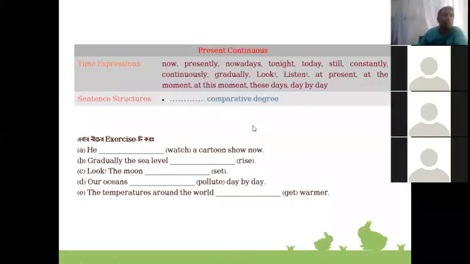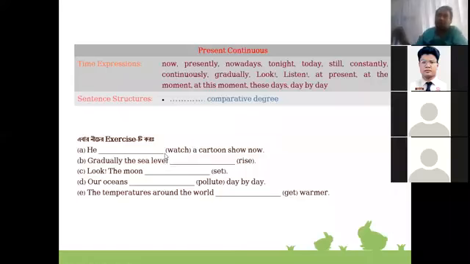Now, another exercise for you. Do it in 2 minutes. Look, here we have N-O-W, now. So what tense should be used in this gap? Watching. Present continuous, sir.